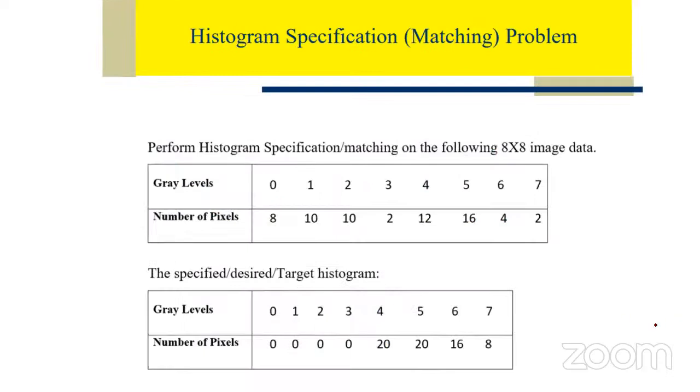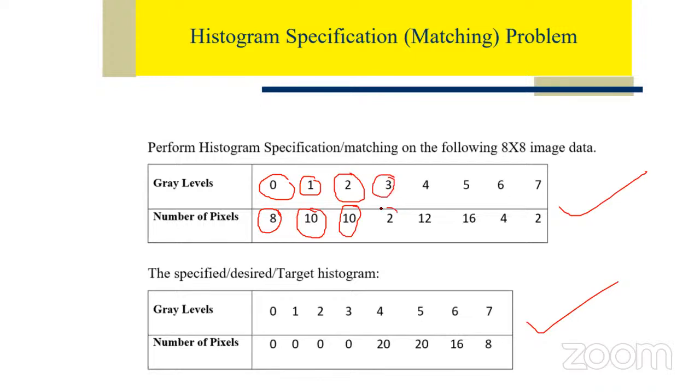When you take a numeric example similar to histogram equalization, we have an input image with gray levels and number of pixels, and a target histogram with gray levels and number of pixels. What does it mean? At gray level 0 in the input image, we have 8 pixels. Gray level 1 has 10 pixels, that means frequency is 10. Gray level 2 has 10 pixels, gray level 3 has 2 pixels, gray level 4 has 12 pixels. Like that, the information is given for the histogram specification or matching.